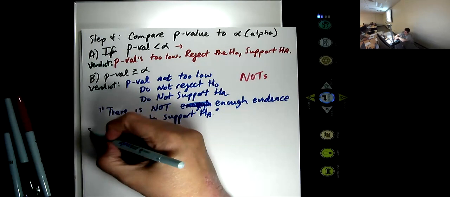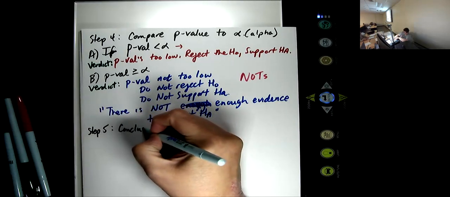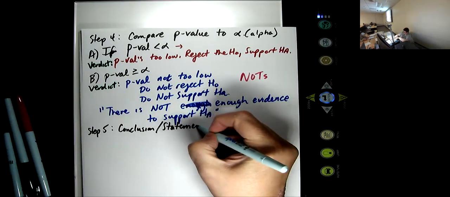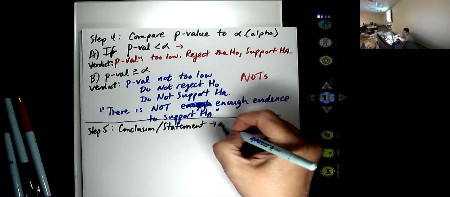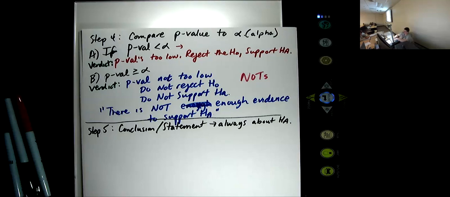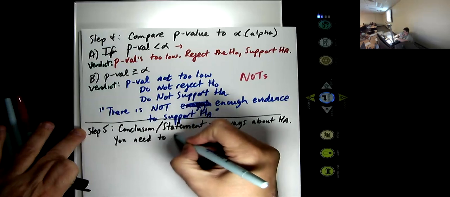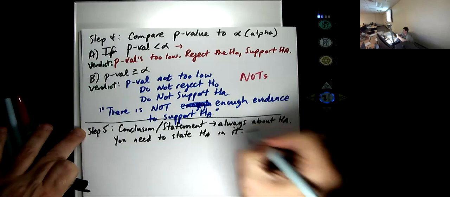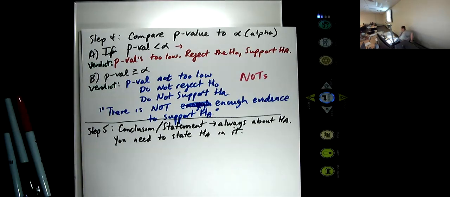Step 5 is our concluding statement. It's always about HA. And you need to say what HA is in the sentence. You need to state HA in it. If you don't do it on the final, you're going to lose a lot of points. If you just say there's enough evidence to support the claim or not support the claim, I don't know which claim you're talking about. I don't know if you know what you're talking about, so I'm not giving you credit. You need to state HA in it. Every example I do where we have a problem, I will do that myself. And it's based on our verdict above.